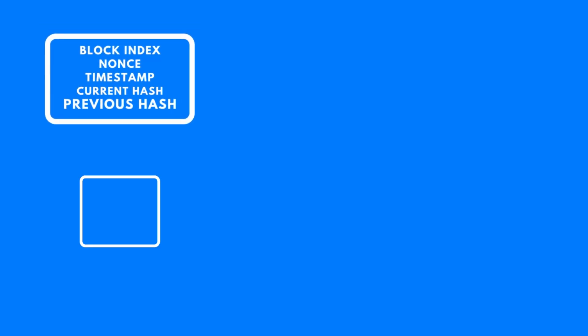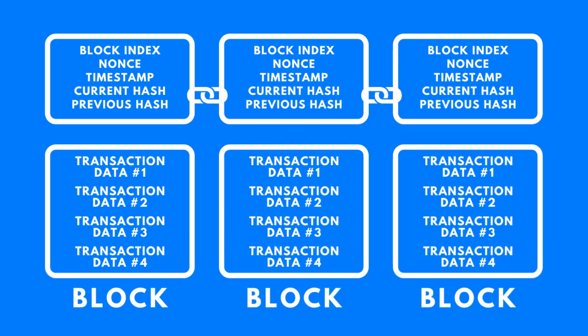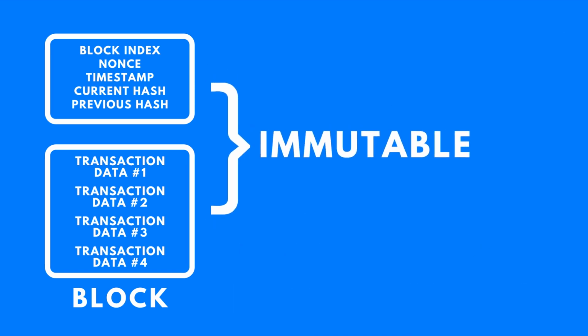So we can say that once a data gets added to a block and a couple of blocks get linked to it, it is practically impossible to modify your data, meaning that your data is now immutable.